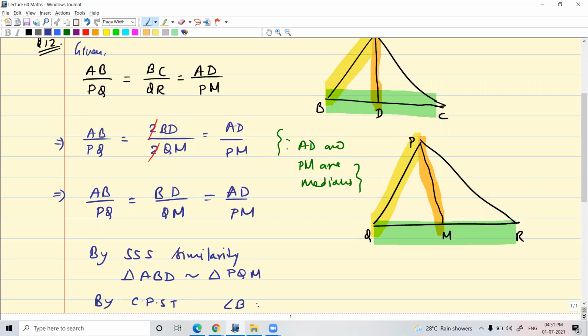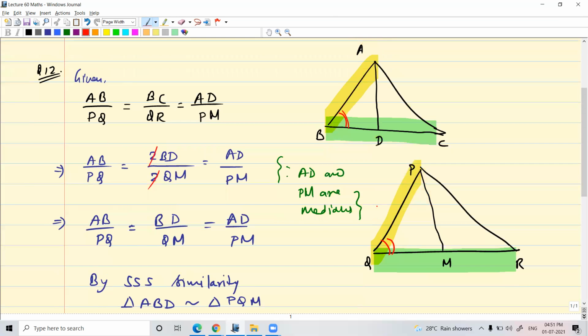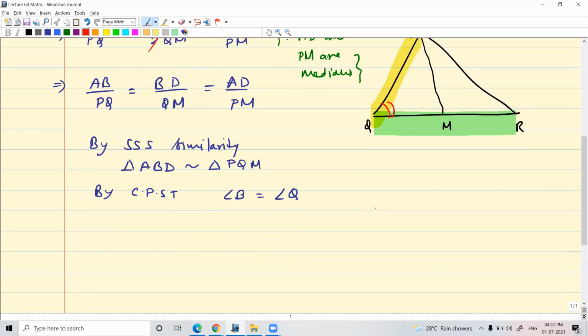Angle B will be equal to angle Q. Yes. So now we already had two sides in ratio, and just now we proved that the angle between them, this angle and this angle, they are equal. So we can use the SAS condition and we can prove that ABC will be similar to PQR.